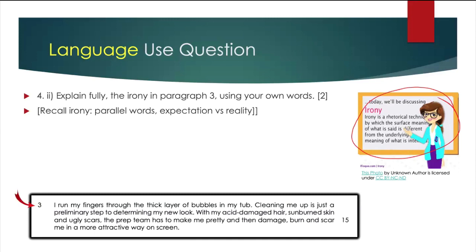So basically, what the irony in paragraph 3 would be is the fact that the surface meaning is that the prep team would have to ensure that the author looks beautiful on screen, but the actual underlying meaning is that they were just going to really wreck her whole body and telecast that on the screen.